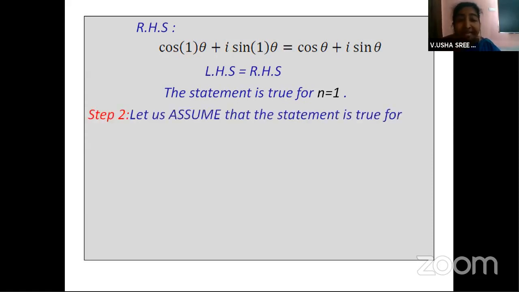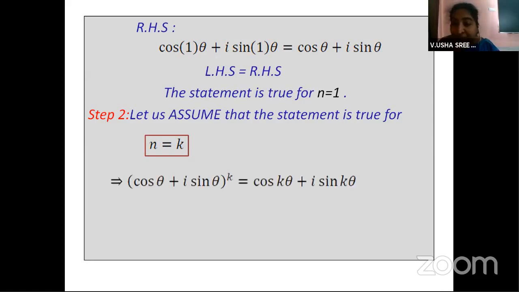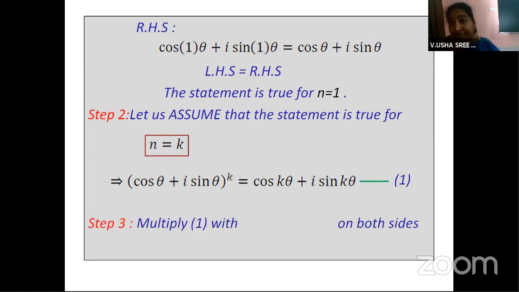Now in the second step, as I was mentioning, we will assume, isn't it? So let us assume that the statement is true for n is equal to k. When we are assuming that the statement is true, instead of n, we will try to substitute k. So the statement becomes (cos theta plus i sin theta) whole power k is equal to cos k theta plus i sin k theta. Let us call this equation number 1, children. Then we will go for step 3.